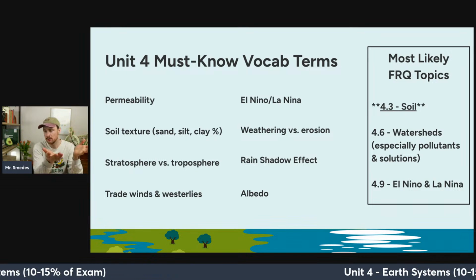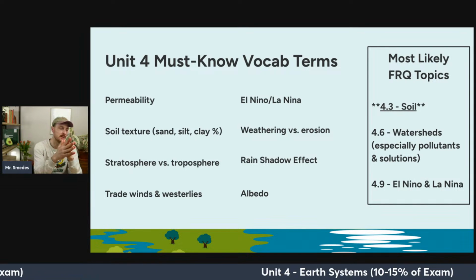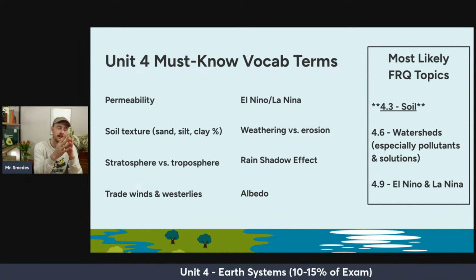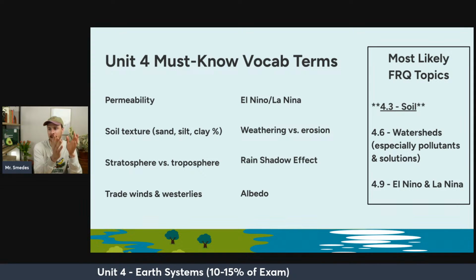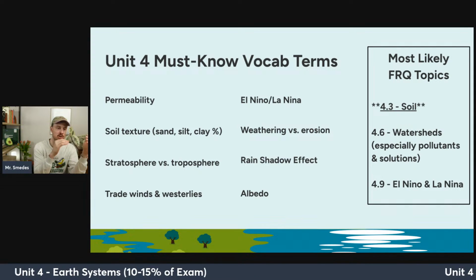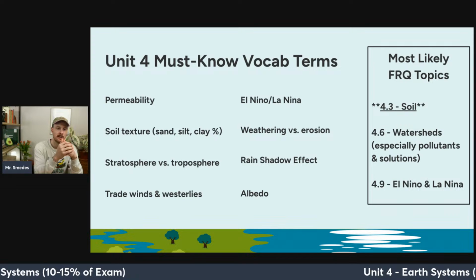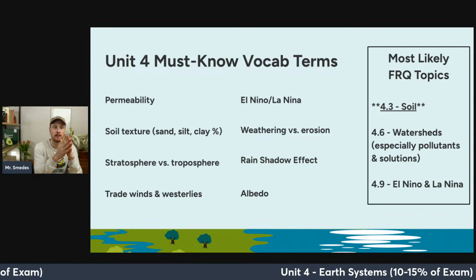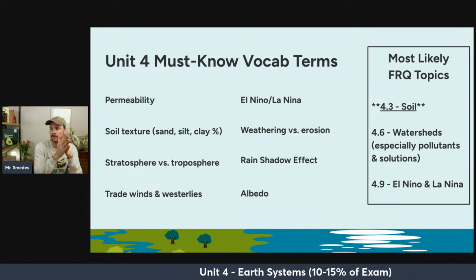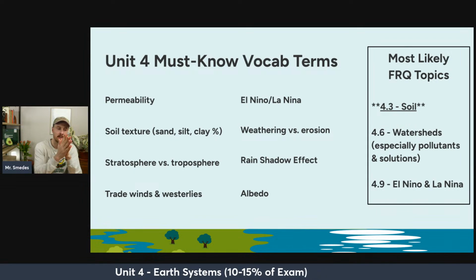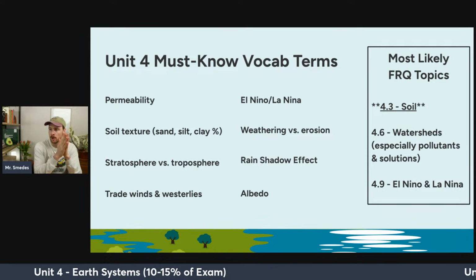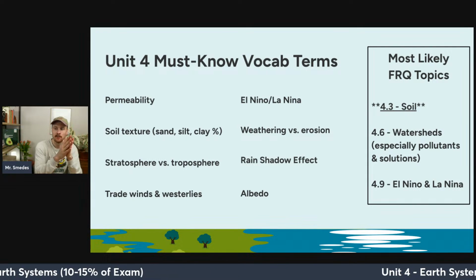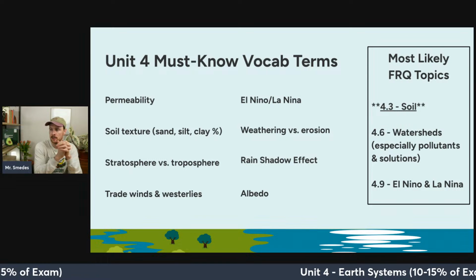Is it possible you have 30 questions and soil's not in any of them on the MCQ or FRQ? It's possible. It's not likely. It's really likely that soil in some way, shape, or form will be a possible FRQ answer or explicitly on the FRQ. So I would study soil. Watersheds and their pollutants and solutions, those also appear on FRQs year after year after year.